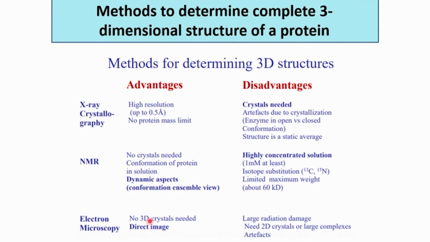Electron microscopy started long back, but recently there is a technique which won the Nobel Prize 3 or 4 years back, called cryo-electron microscopy, and through that many of the crystal structures are being solved these days. Okay.